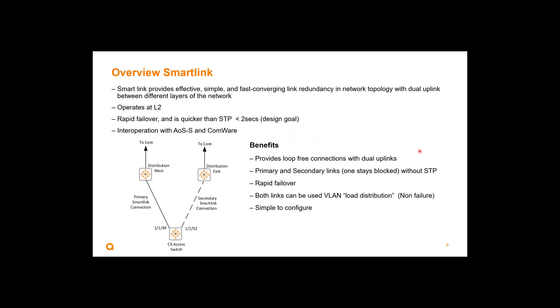The benefits are loop-free connections with dual uplinks. We can see on the access layer here we have a primary and secondary link. The primary is active and the secondary is blocked. We have rapid failover. Both links can actually be used, so we can put half of the VLANs up one link and half of the VLANs up another. And it's relatively simple to configure.